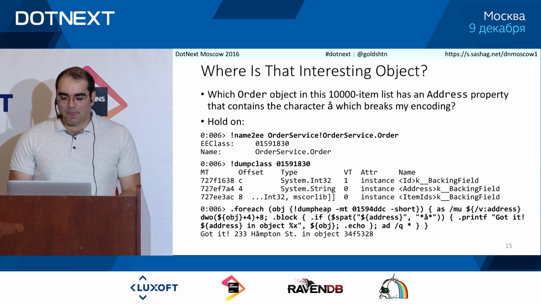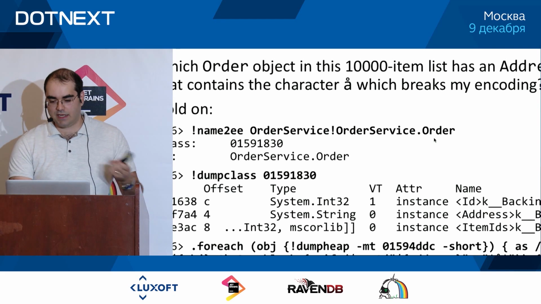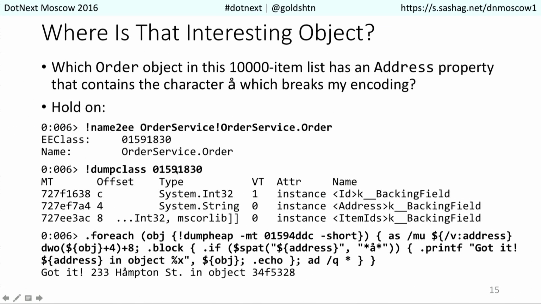So first, we find where the object is. Like, what is this object I'm looking for? It's an order object. Okay, so we find that. And then I dump the class to figure out where the field I am looking for is relative to the beginning of the object. So I'm interested in this field over here, the address field, and you can see here it's at offset 4 from the beginning of the object. So if I look at offset 4, this is where the address is.